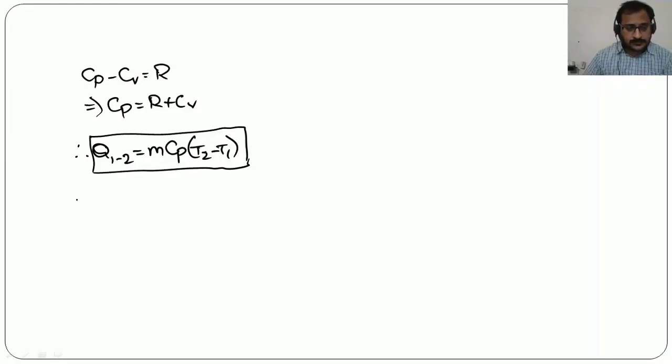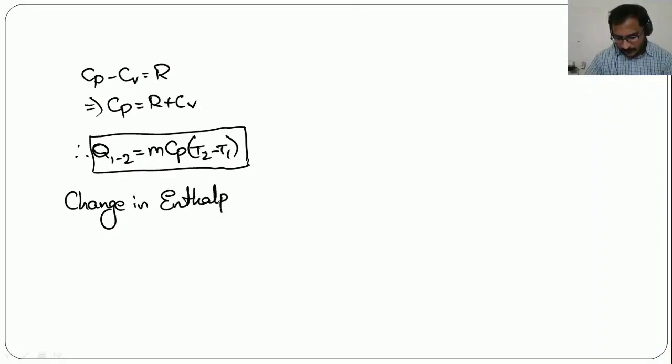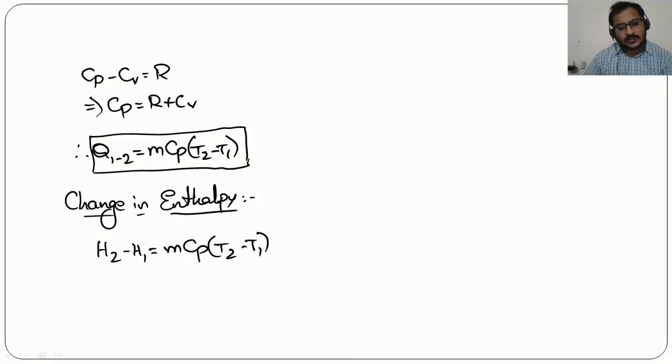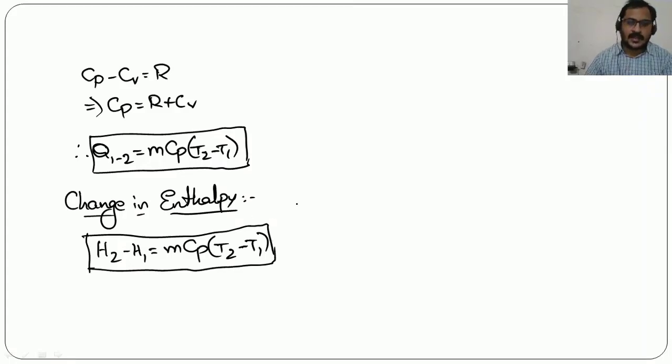Then the change in enthalpy. Change in enthalpy is always H2 minus H1 is equal to mCp (T2 minus T1). So this formula of change in enthalpy doesn't vary in any of the process, because enthalpy is a function of pressure and temperature, and we know that H is equal to U plus PV.